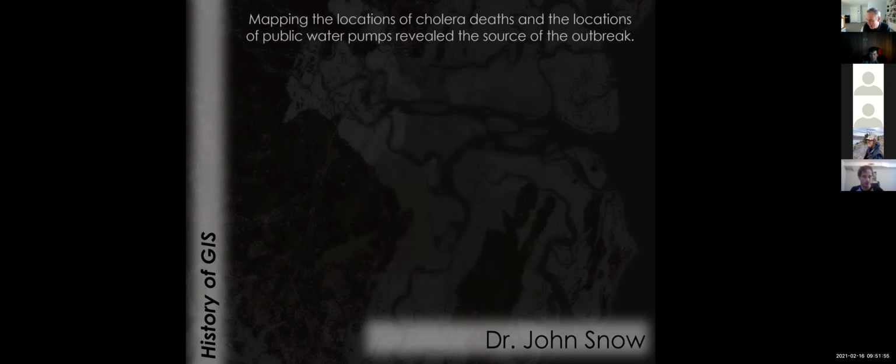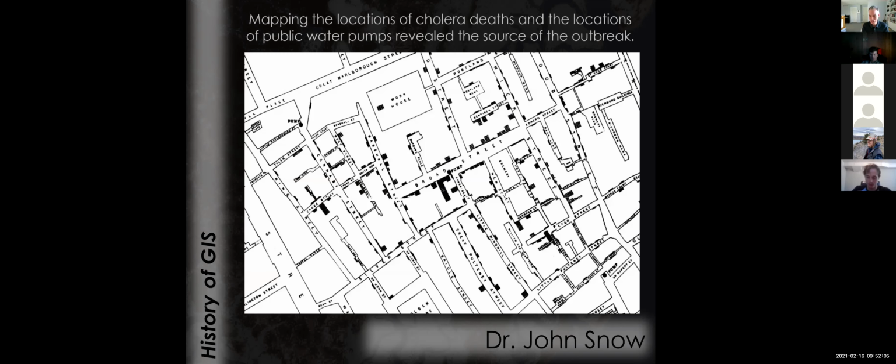So what he did is he went around and mapped the locations of cholera deaths, as well as the locations of the public water pumps, to see if there was a pattern that could be revealed. In this map, you see these little black bars here. Each bar represents one fatality from cholera.